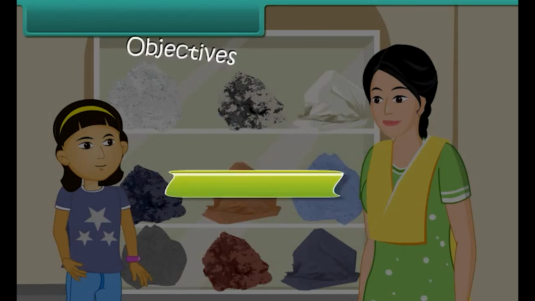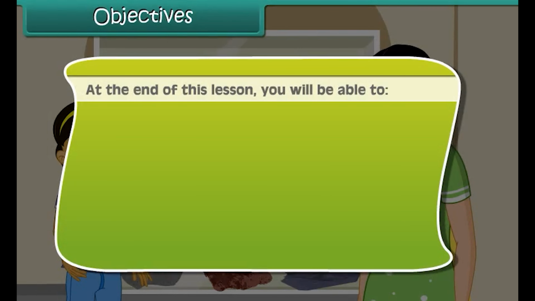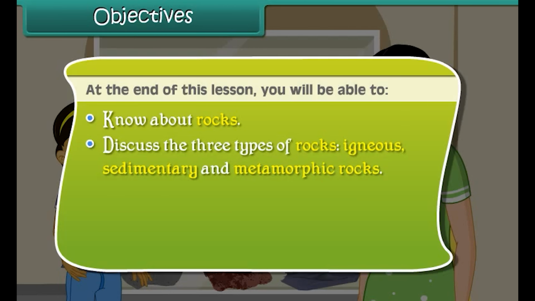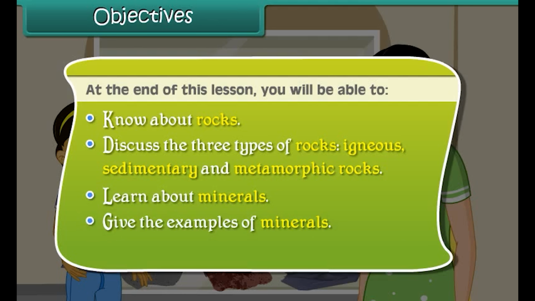Objectives. At the end of this lesson, you'll be able to know about rocks, discuss the three types of rocks, igneous, sedimentary, and metamorphic rocks. Learn about minerals, give the examples of minerals, list the uses of rocks and minerals.